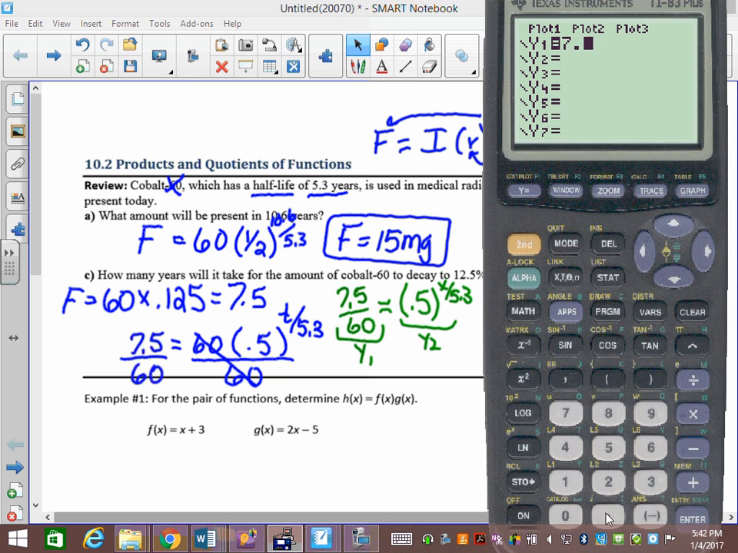So into our y1, 7.5 divided by 60. If you want to put that in brackets, you can, but because it's by itself, I don't have to. And then over here, I'm going to go 0.5 to the exponent. I like putting that in brackets. Now I have to put this in brackets because it's a fraction and it's not just by itself. So x divided by 5.3, close bracket. That's my graph.